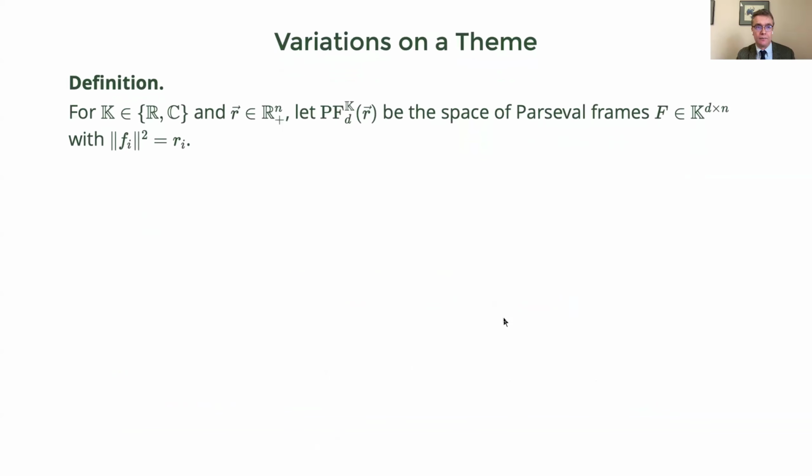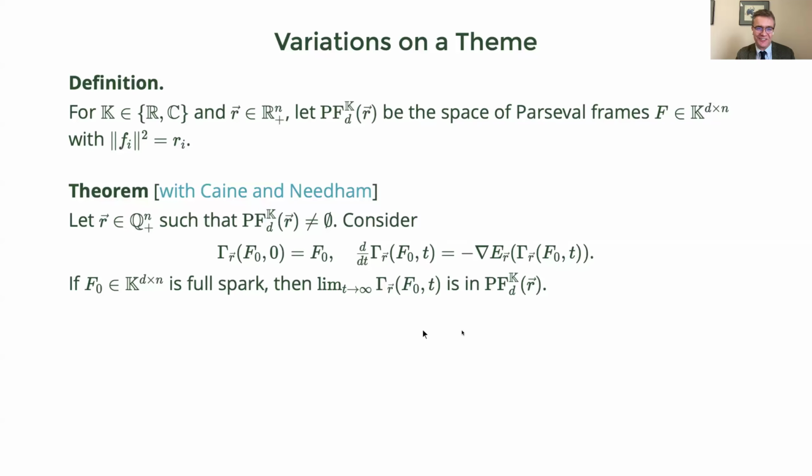And then it's the same sort of thing. Like, the theorem is that, okay, well, if I choose the norms that I want, as long as they're what's called admissible, meaning that, well, there actually can be Parseval frames with those norms, then if I start with a full spark thing, I will flow to a Parseval thing with the right norms of all the vectors.